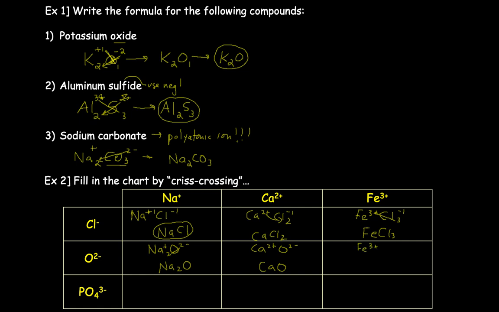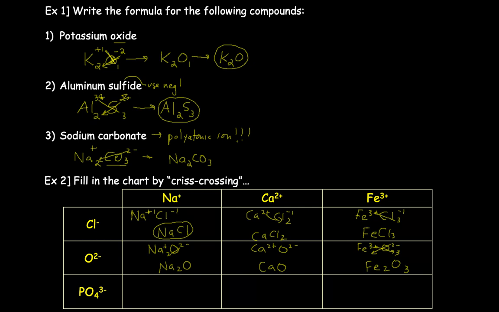Okay, what about iron? 3 plus and O2 minus. Okay, so again, we can crisscross these. Put the 2 down here and the 3 down here. And we got Fe2O3. Don't switch them. Okay, that's pretty good.